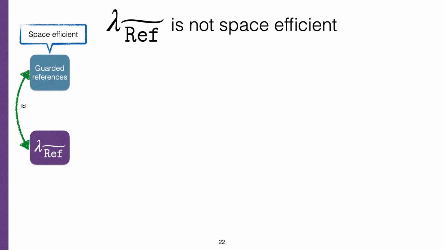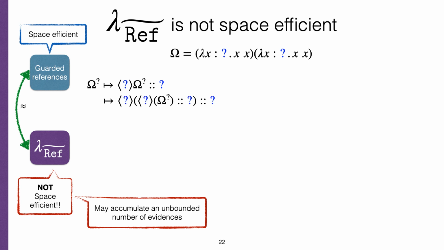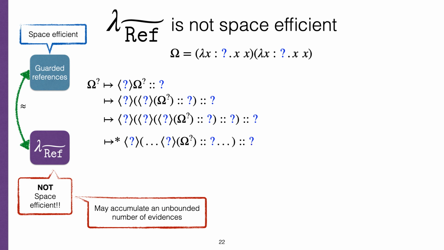As we previously said, lambda ref hat is not space-efficient, as it may accumulate an unbounded number of evidences. For instance, consider the omega term, the self-application of lambda x where x is applied to x. The first application will wrap omega into an ascription and its evidence. The second application will accumulate two ascriptions, the third three, and so on. These evidences will be combined after the subterm is reduced to a value, which is never going to happen because omega is going to diverge.